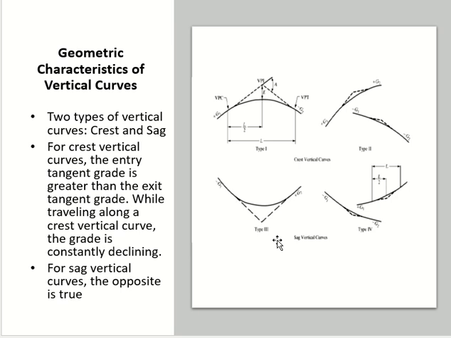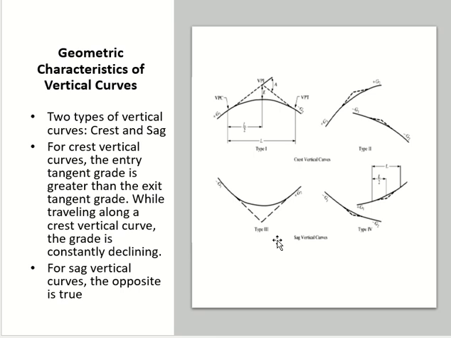If first one is more, then it's what? Crest. If G1 is more, the first one is more, it's a crest curve. If G2 is more, that's a sag curve. So if you are going from +4 to -2, it's crest. -2 to +4, it is sag.